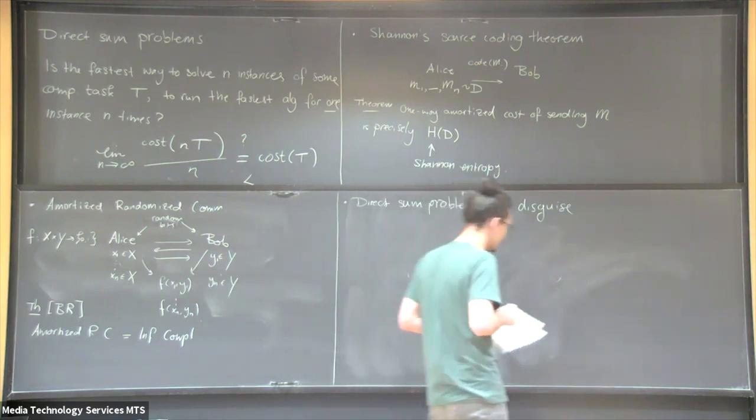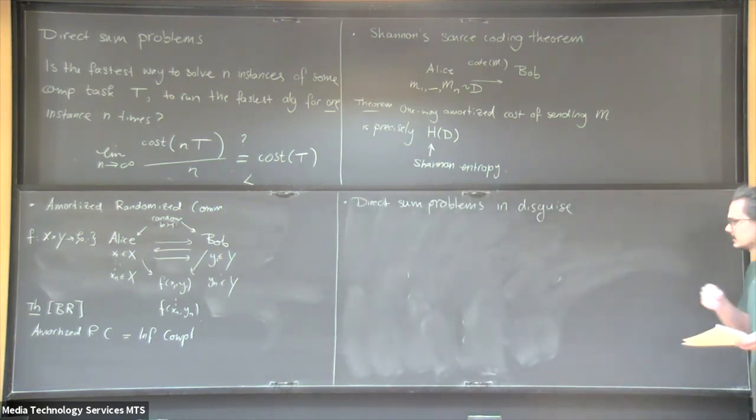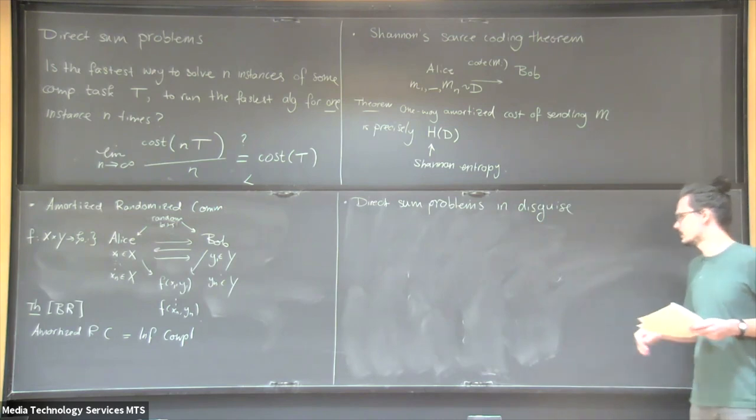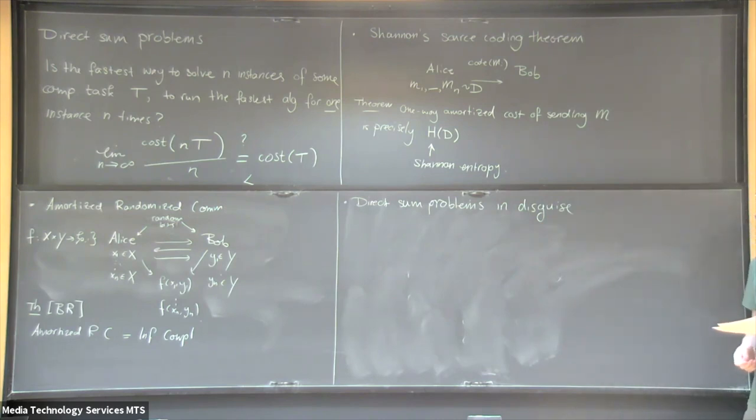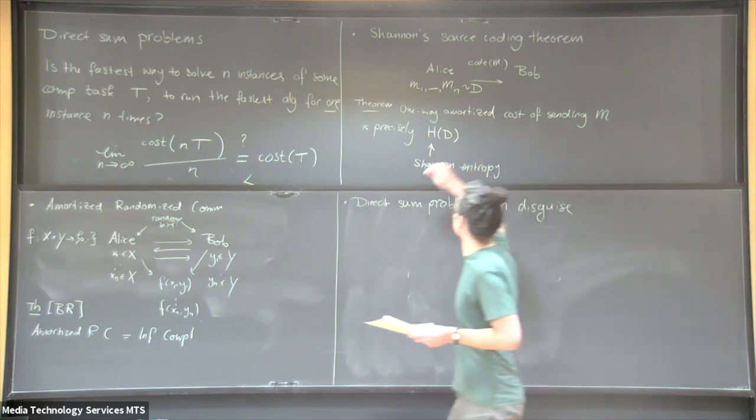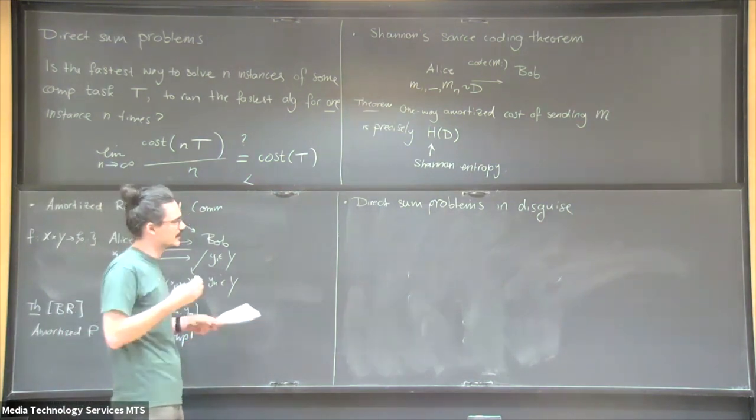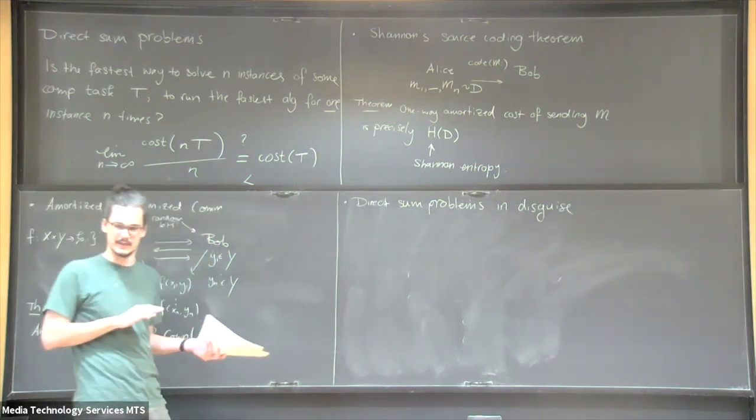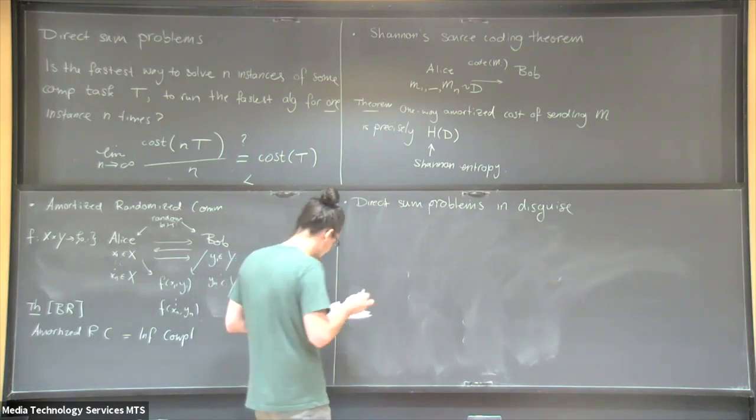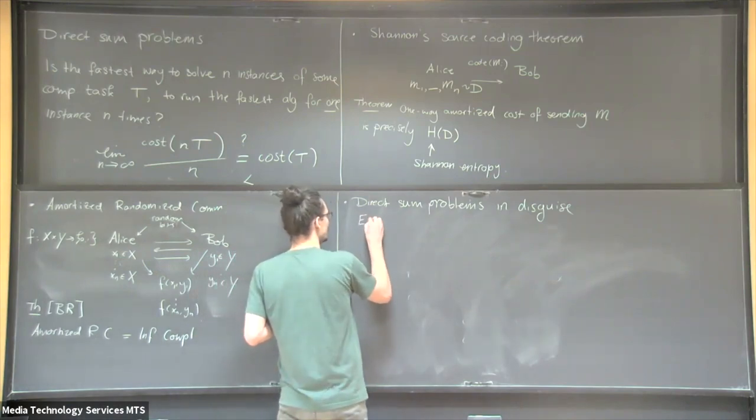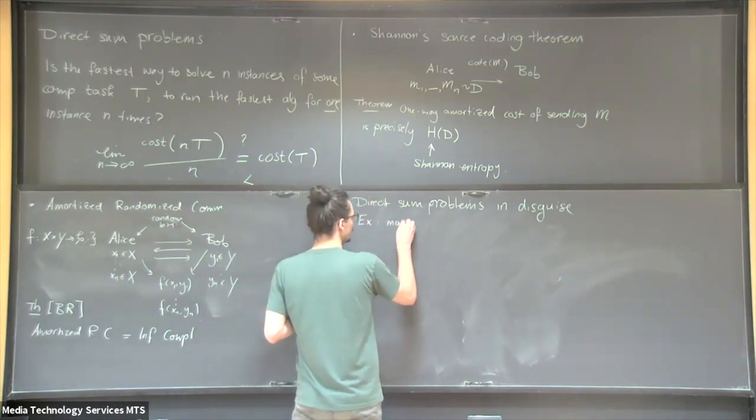Yeah. So the final example that I want to talk about, and I will be working a little bit more with this example, is, in this case, it was very clear that we were working with an amortized situation. But sometimes you will be working with a direct sum problem without knowing it. And an example of this is the matrix multiplication problem.